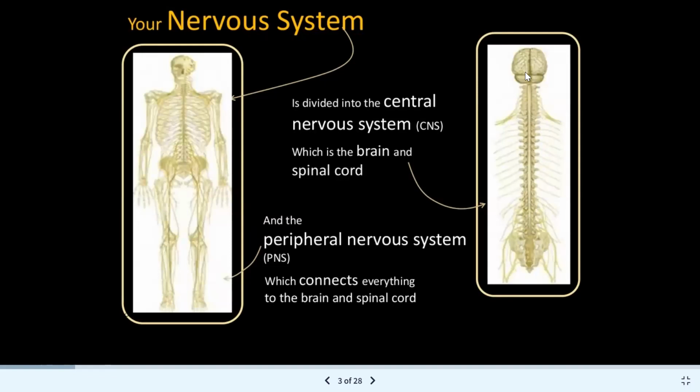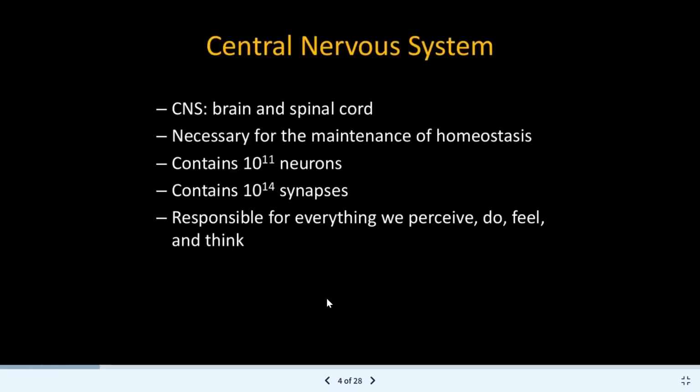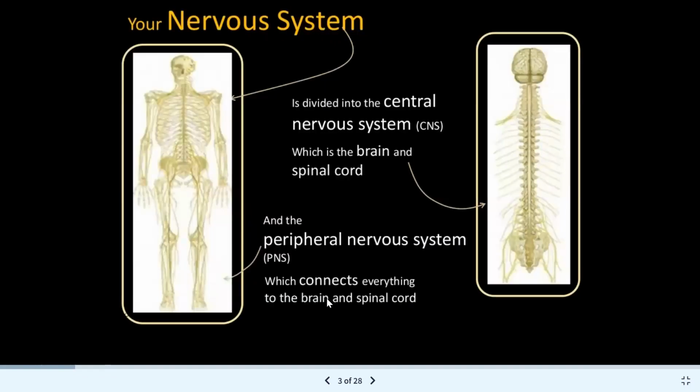So you can see this is the brain, this is the spinal cord, okay. And the peripheral nervous system, which connects everything to the brain and spinal cord, okay. So what does the peripheral do? It connects the brain and spinal cord, okay. So it is a simple representation and it is divided into two parts, you can see this one.